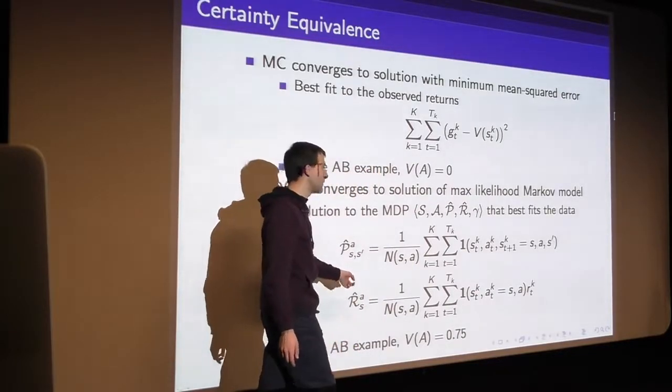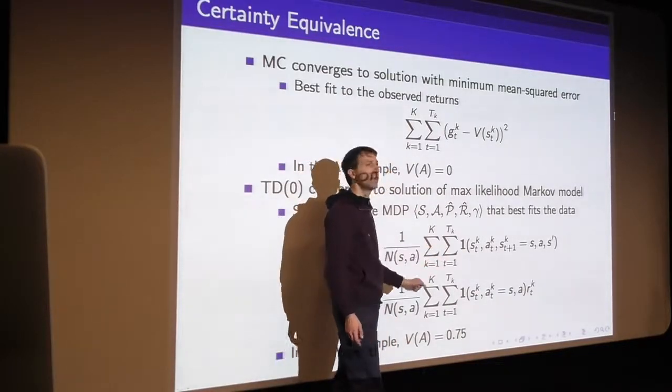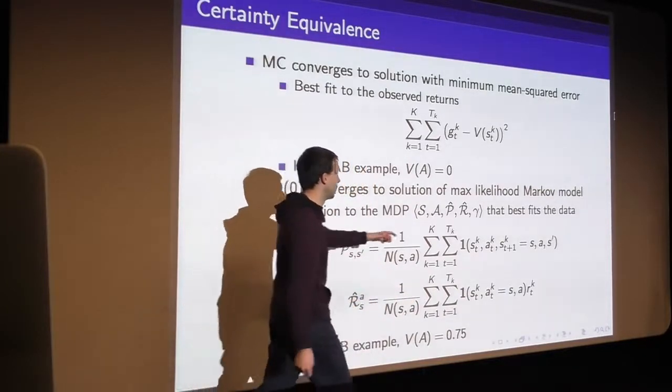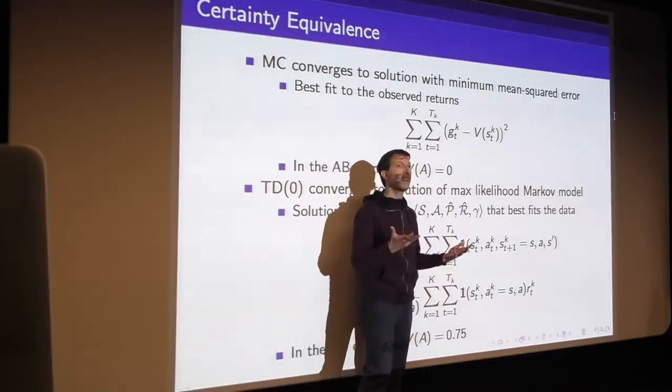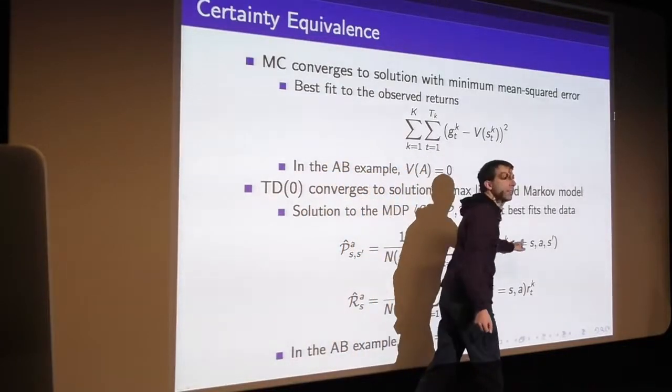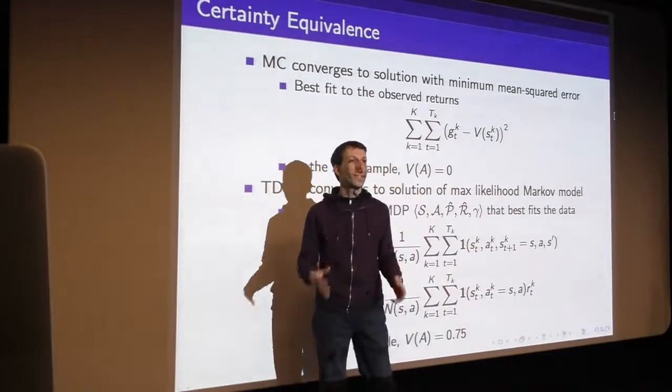And the reward is just the mean reward from state S and A divided by the number of times we were there. It's just fancy notation. This bold one means an indicator function, saying each time this event occurred, this indicator has value of 1, otherwise it has value of 0.